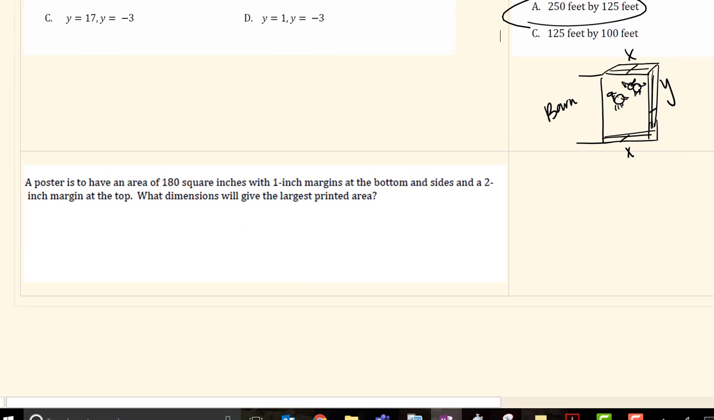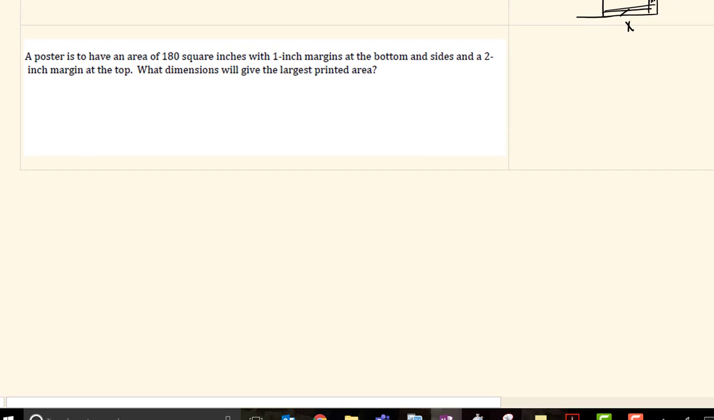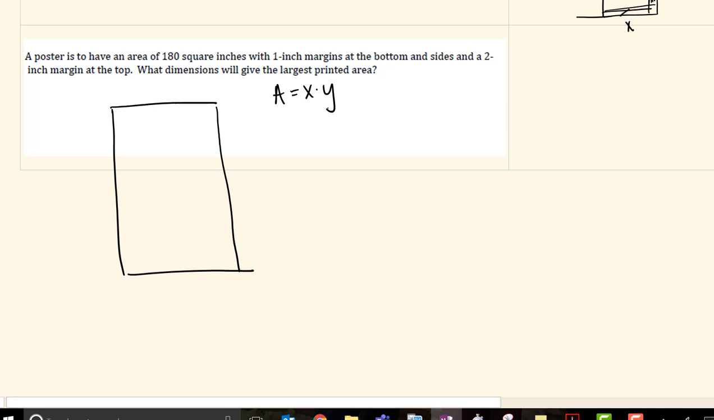Last optimization. A poster is to have an area of 180 square inches with 1-inch margins at the bottom and sides and a 2-inch margin at the top. All right, so here's our poster. The area of the poster is X times Y, and we want the dimensions of the largest printed area. So this is our secondary equation, and the printed area is going to be our primary equation.